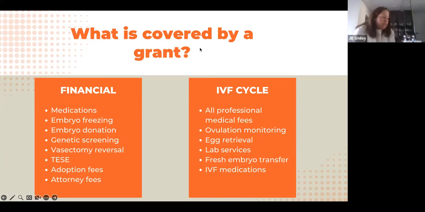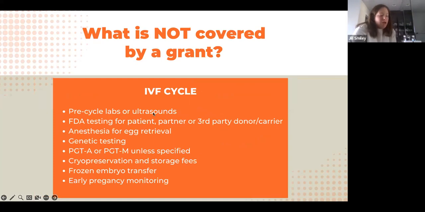And if you need to freeze your eggs for the IVF cycle, that's also not covered. It would be a fresh transfer. So you would have to pay extra if you do a frozen transfer. And part of the reason we don't cover the egg freezing is that really the goal for this grant is to achieve pregnancy within the first year. So all of the costs covered are pertinent to that, which is why we don't cover egg freezing.